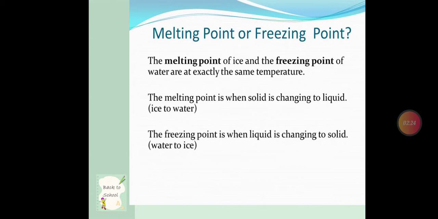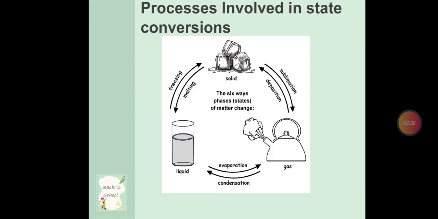All right. Let's discuss processes involved in state conversions. First, we should be able to define solids. Solids are substances which have a definite volume and definite shape, and they have strong intermolecular forces between the atoms, and they are usually hard. The characteristic properties they have are melting point and freezing point.